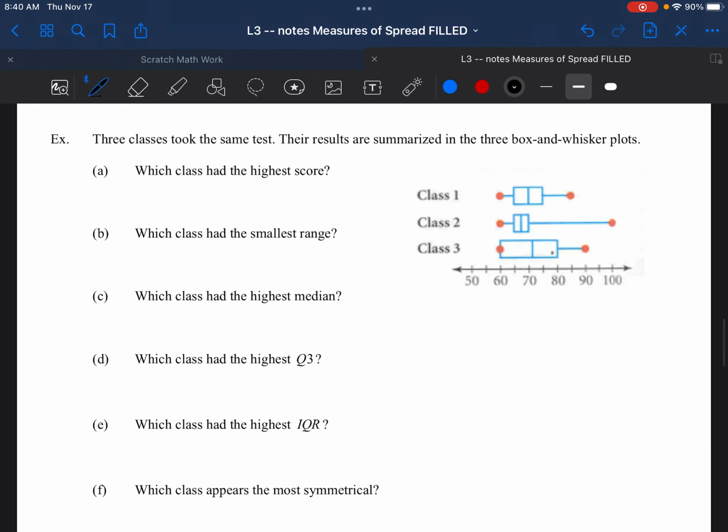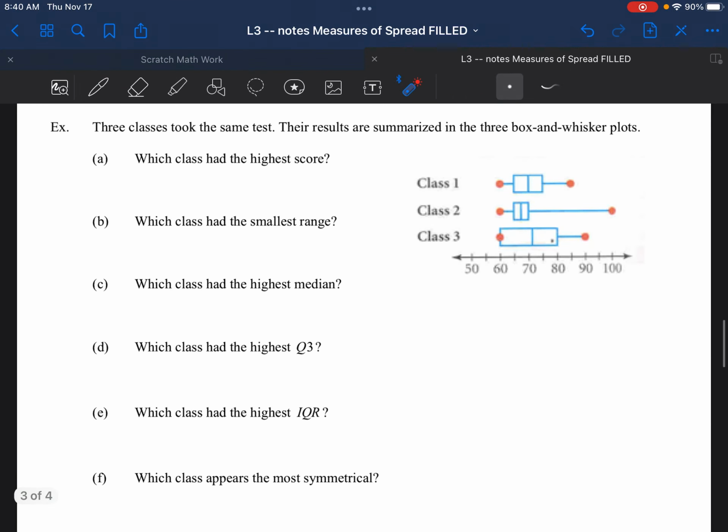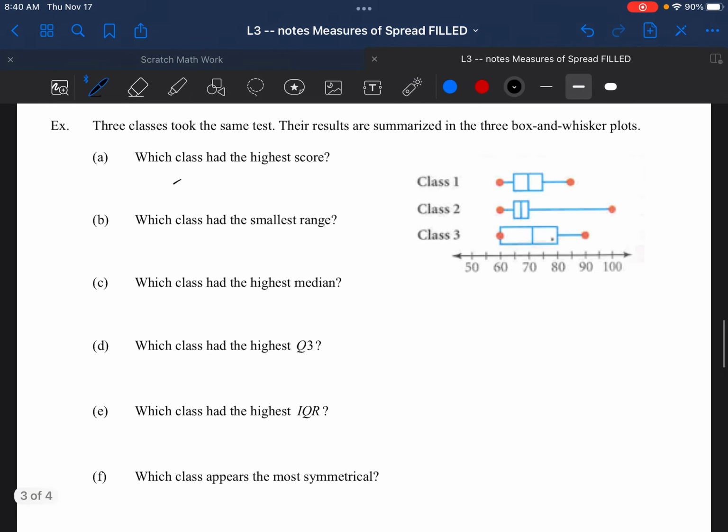So we can also use box plots to compare data. In this case, we've got 3 classes, and we have their summary results for how they did on a test. Same test. Which class had the highest score? Well, that's the max, right? That's right here. This is the highest score, so I'm going to say it's class 2.